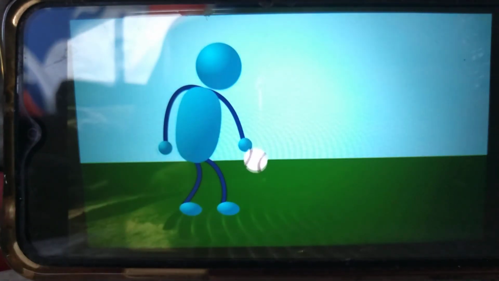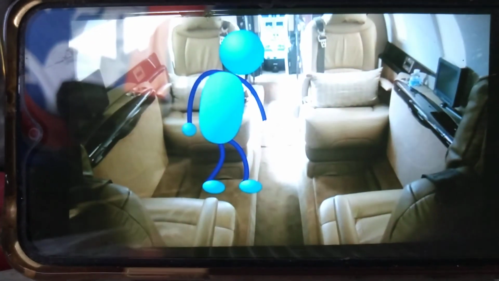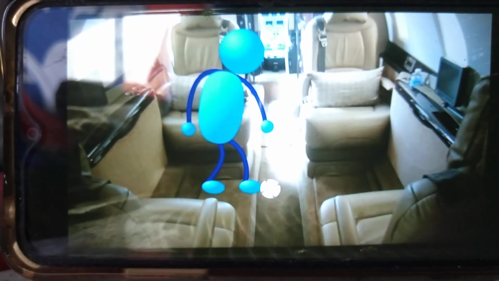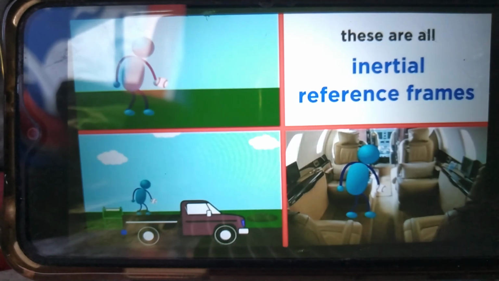Let's do another experiment. Drop a ball and see how long it takes to hit the ground. Now let's get back on that truck, move at a constant velocity relative to the ground, and do it again. We get the same thing. Now get on a plane and do it again. The plane is moving much faster, but you still get the same result. Each of these is an inertial reference frame. The laws of physics are exactly the same in every inertial reference frame, so the results of this experiment are the same in each of these frames, no matter what speed it is moving relative to something else.